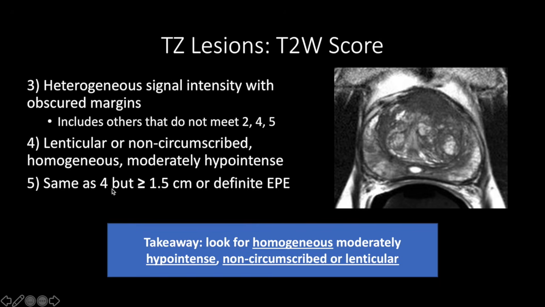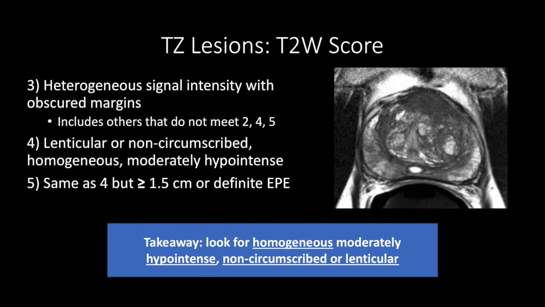A score of 5 is going to be similar to 4, but again, greater than 1.5 centimeters or definite extraprostatic extension. And this, again, is an example of our classic TZ cancer. It's homogeneous, it's lenticular, it's non-circumscribed, and it's moderately hypointense. Okay, so these are the BPH changes back here, and this clearly looks very different, and this is a classic TZ cancer, and that's the takeaway here.